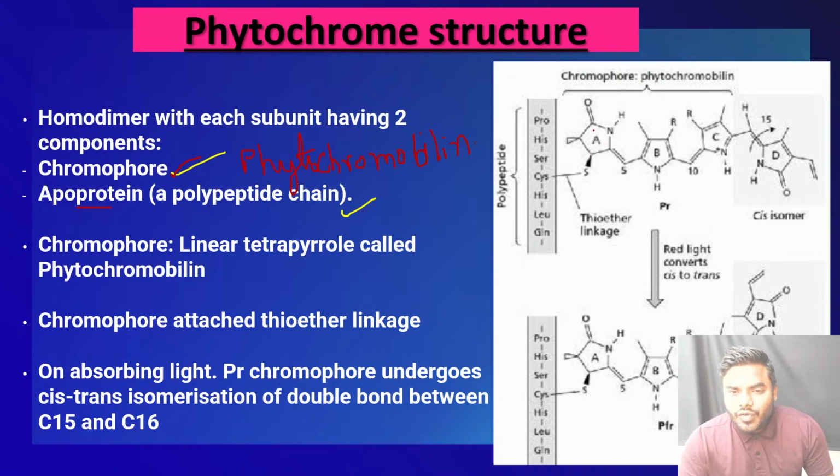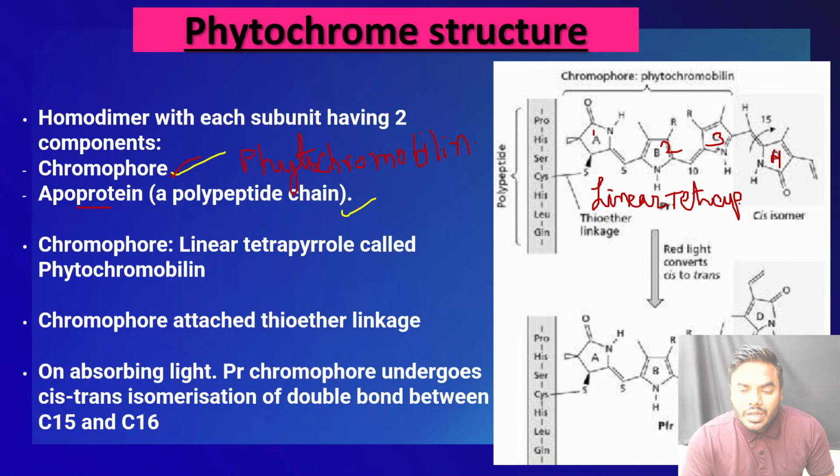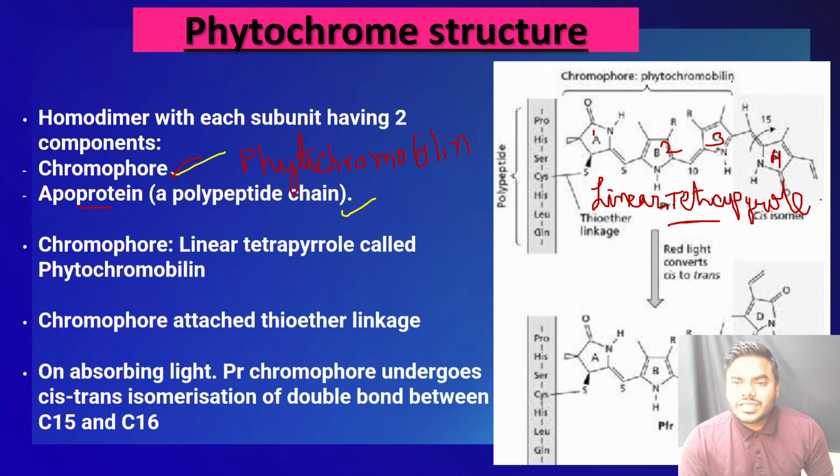How many rings are there? 1, 2, 3, 4. What ring is it? Pyrrole ring. Friends, you people no need to remember the structure. Kindly do not worry about it. So what do you call this, friends? Linear tetrapyrrole. Kindly do not forget the statement I am saying. You call this the linear tetrapyrrole. The linear tetrapyrrole structure is what we call phytochromobilin.